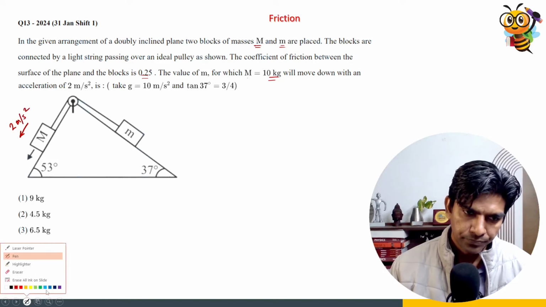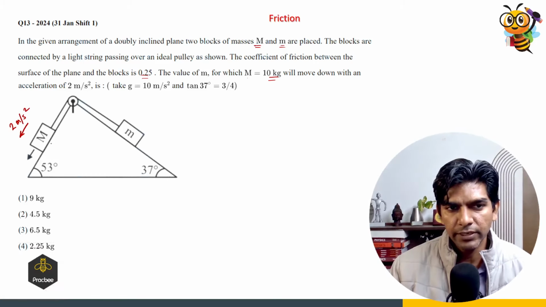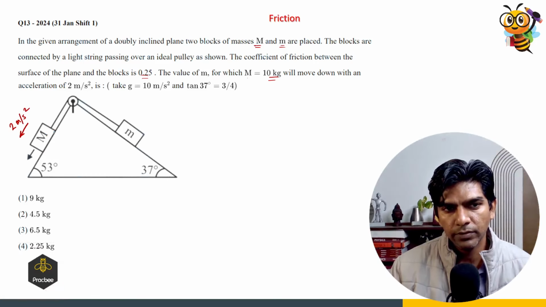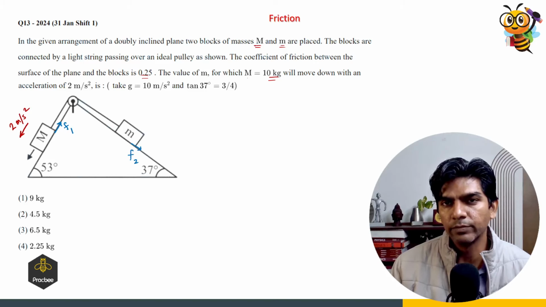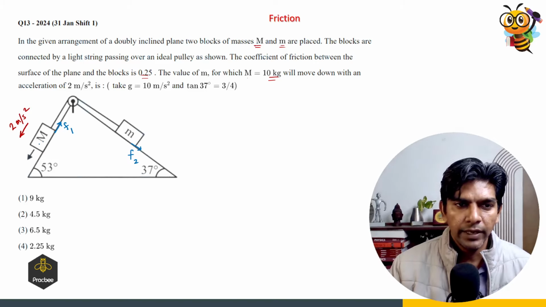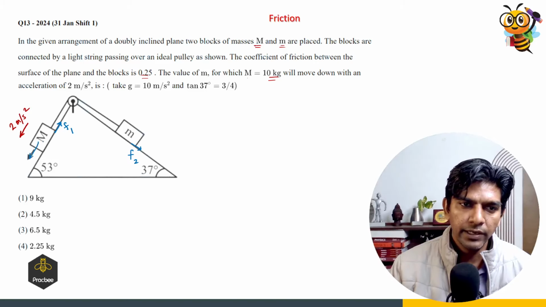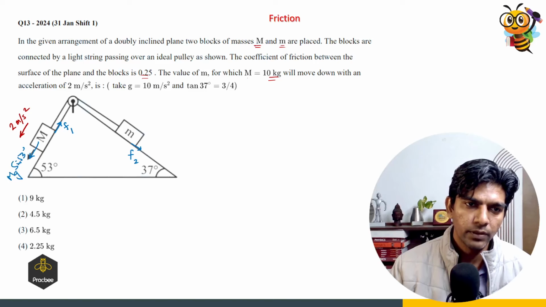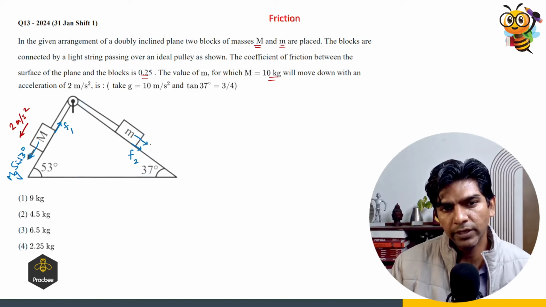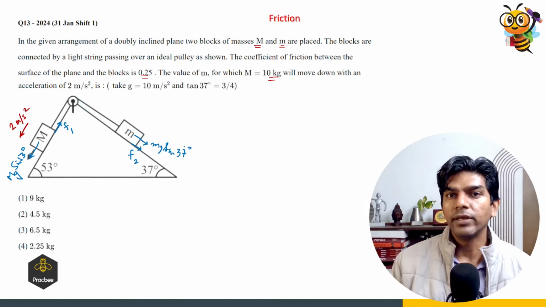Right, so in this case, as capital M goes down, there will be a kinetic frictional force. Let me call this F1, and there will be a kinetic frictional force F2 experienced by small m. And there will be a weight component down the incline, which will be capital Mg sine 53, and there will be a weight component down the incline experienced by small m, which is small mg sine 37. Now what is the net pulling force in this case?